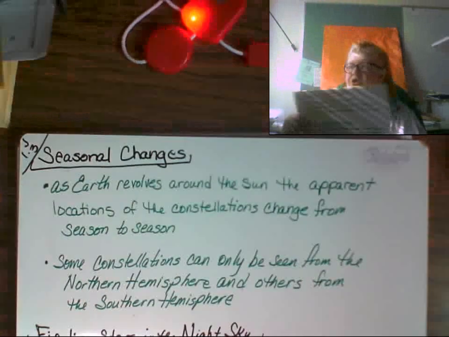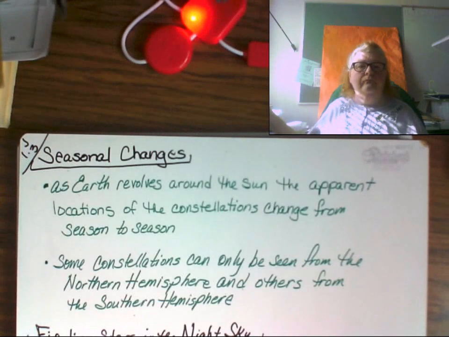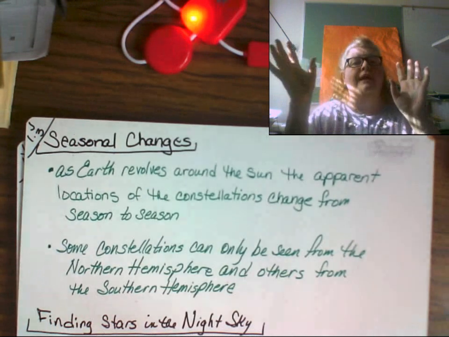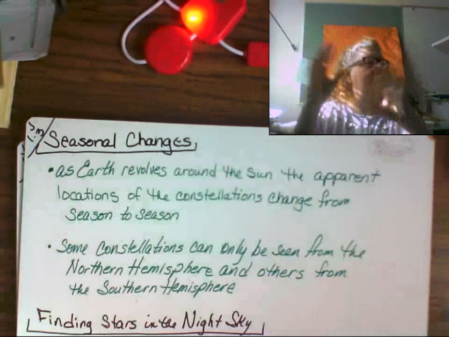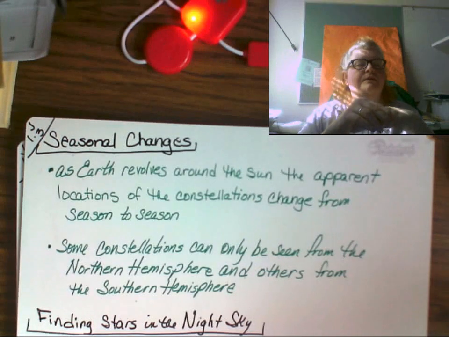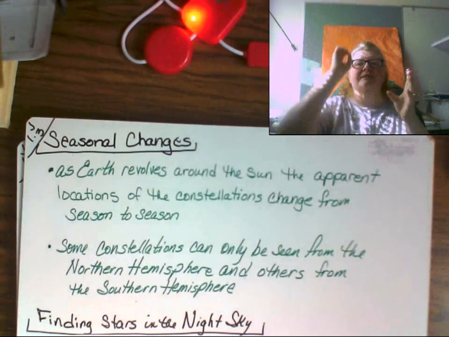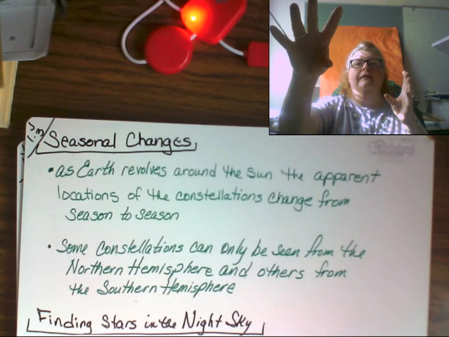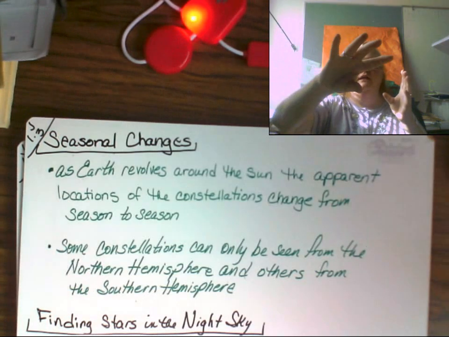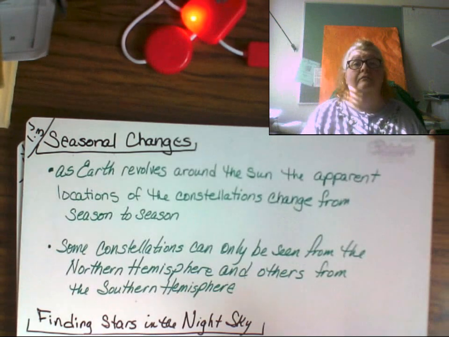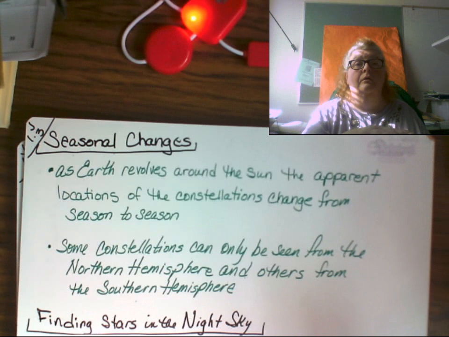So we have seasonal changes. As Earth revolves around the sun, the apparent locations of the constellations change from season to season. So we see a specific constellation here, and then later in the year we'll see it over here, and then we'll see it down here, and some of them we don't even see, because they'll dip below the horizon.